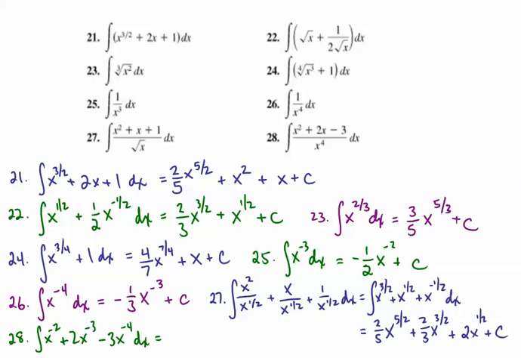So x to the negative 2nd becomes x to the negative 1 over negative 1, or negative x to the negative 1. We'll leave it that way. Plus 2 x to the negative 2nd over negative 2, which would be now minus x to the negative 2nd. And x to the negative 4th is going to become x to the negative 3rd over negative 3. And since we're already multiplying by negative 3, we're going to get plus x to the negative 3rd power and plus c. All right? And so that's going to do it for 21 through 28.